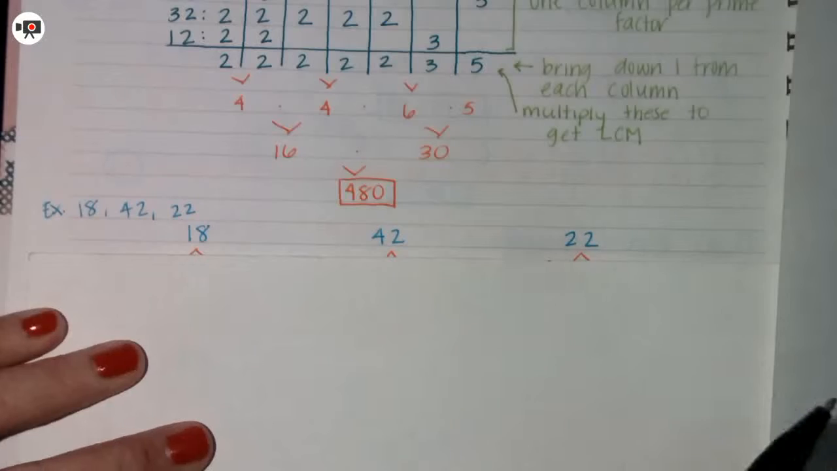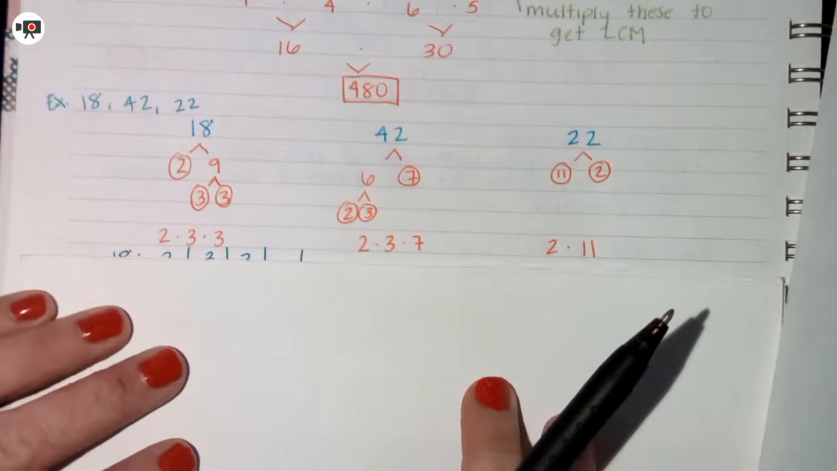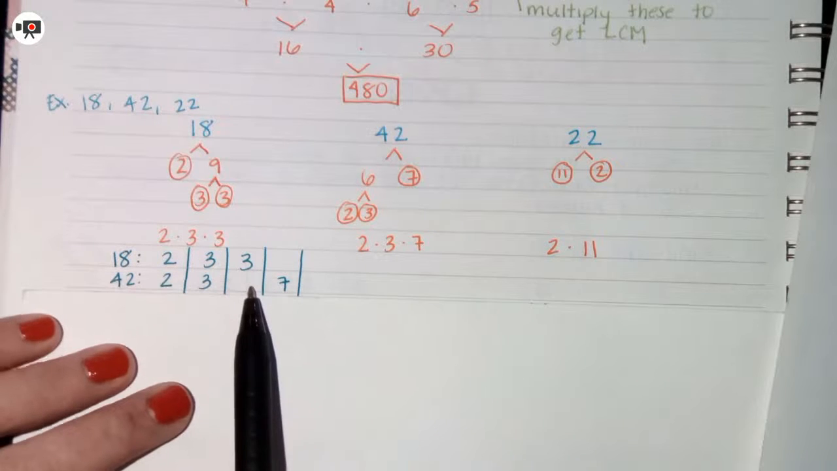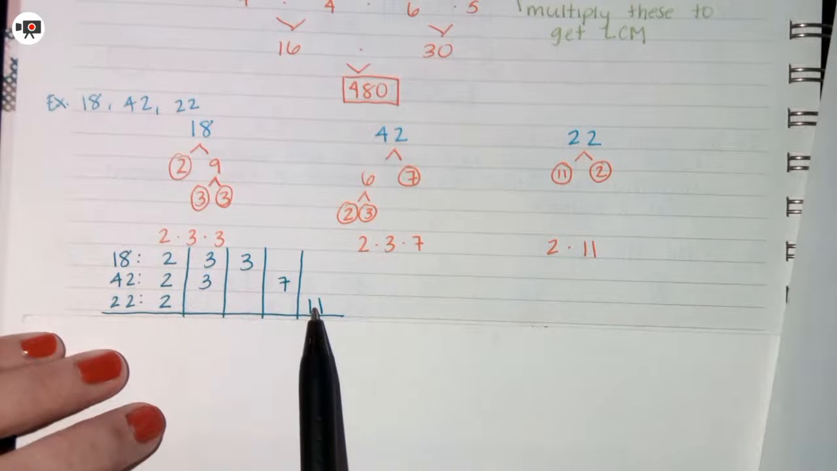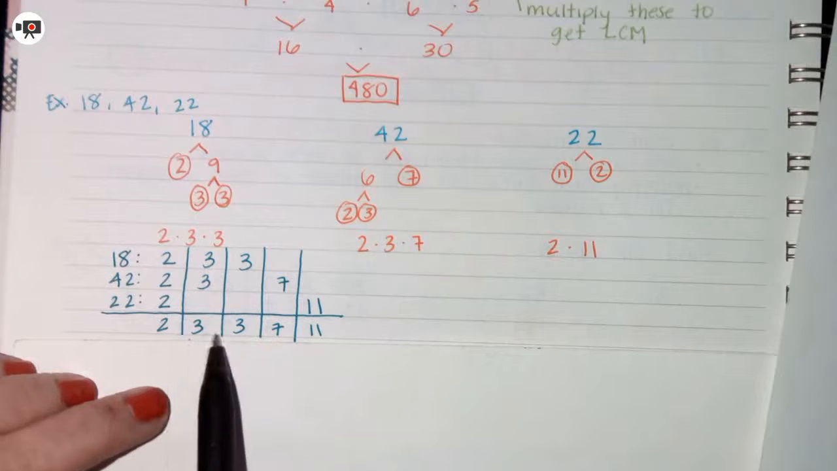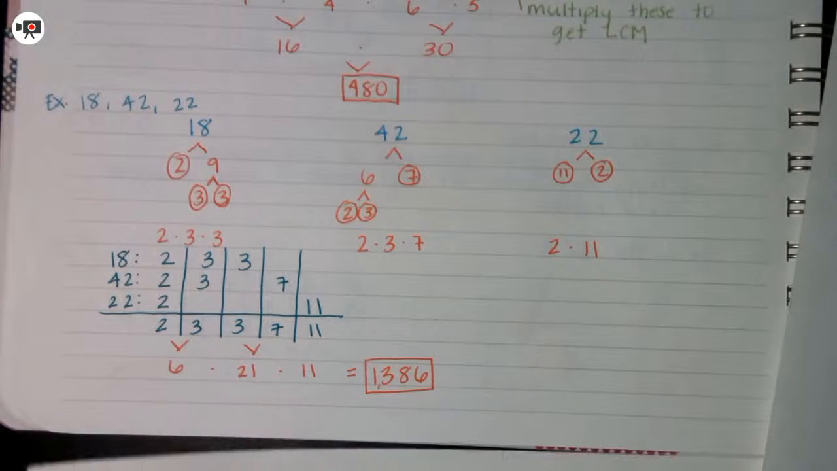To find the LCM between these three numbers, prime factorizations, make your line for 18, 2 times 3 times 3. 42 is 2 times 3 times 7, and 22 is 2 times 11. Bring down one from every column. We get 2 times 3 times 3 times 7 times 11 to get 1,386.